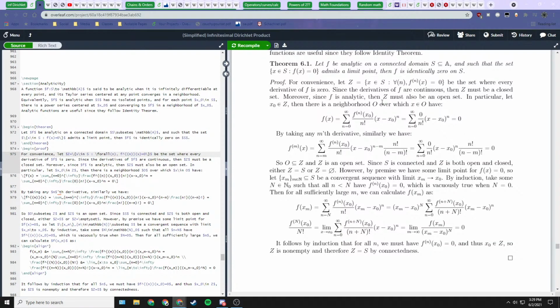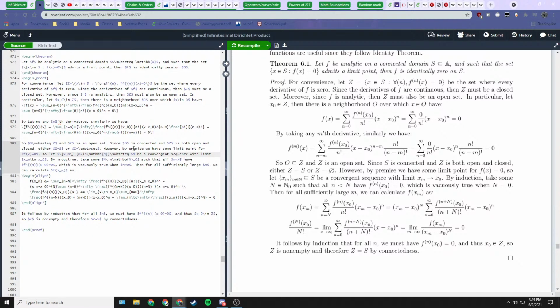Yes, and then since S is connected and Z is both open and closed, either S is Z or Z is open, or Z is empty. So either it's empty, it's nothing, or it's all of it. So that's the connectedness argument. And by premise, we have some limit point for f of x equaling 0. So there is some limit point for this set. So we can find the sequence x of m with this limit x_m going to 0.